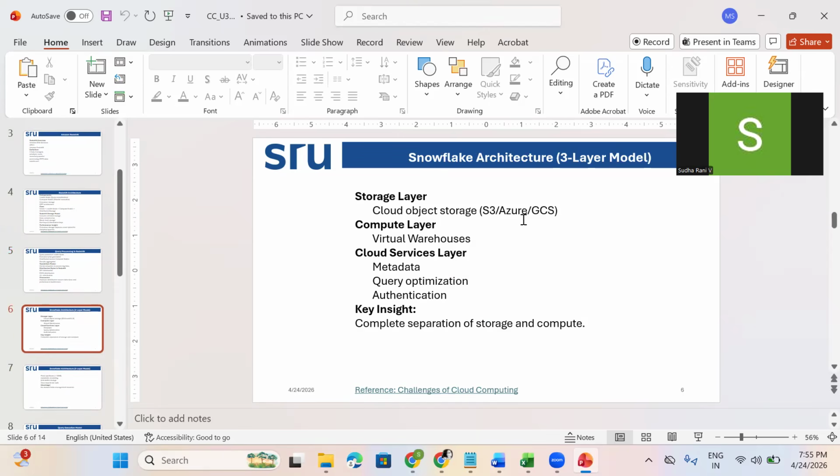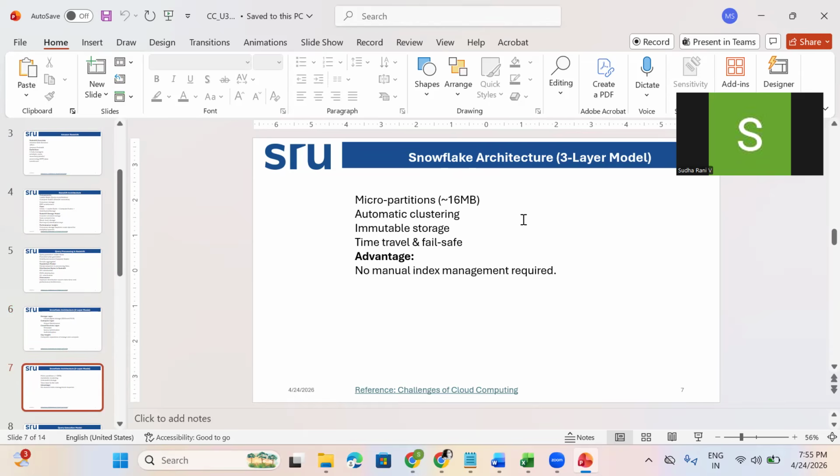Now coming to the part of Snowflake architecture. Snowflake architecture is a three-layer model. First is the storage layer, next the compute layer, then the cloud service layer. The storage layer is cloud object storage, that is S3 or Azure or GCS. Next, the compute layer, that is a virtual warehouse. The cloud service layer handles metadata, query optimization, and authentication.